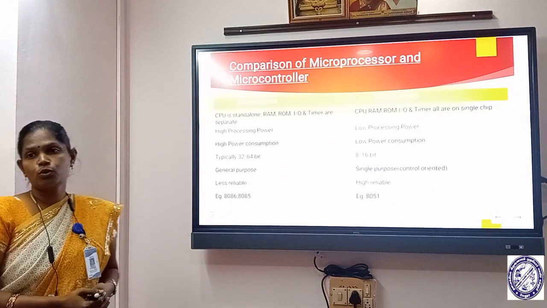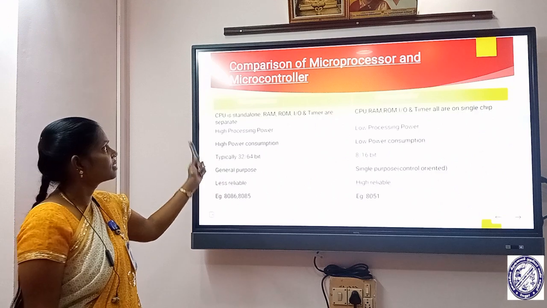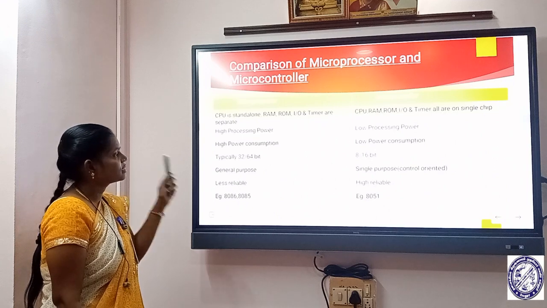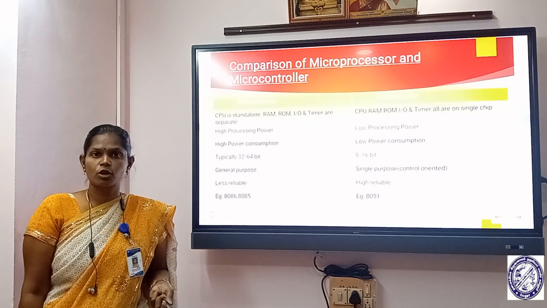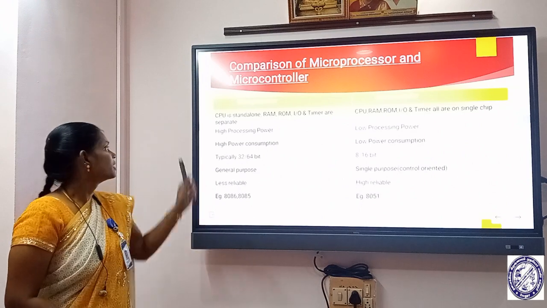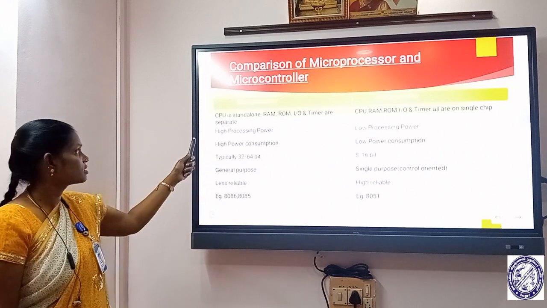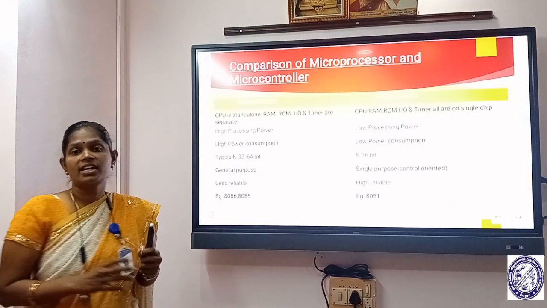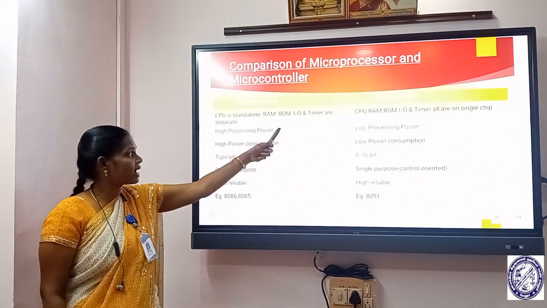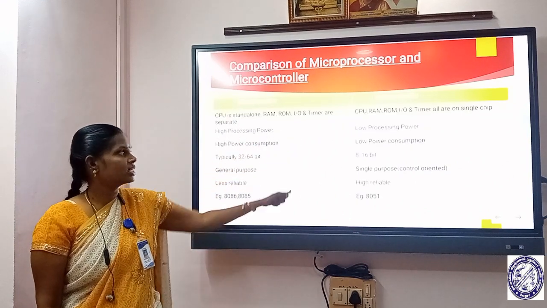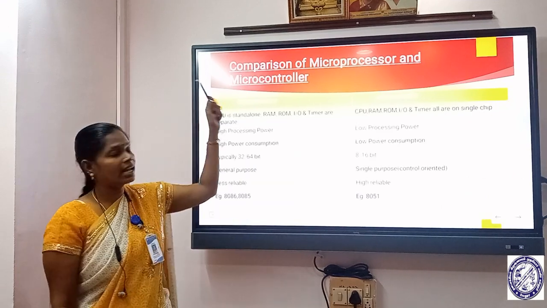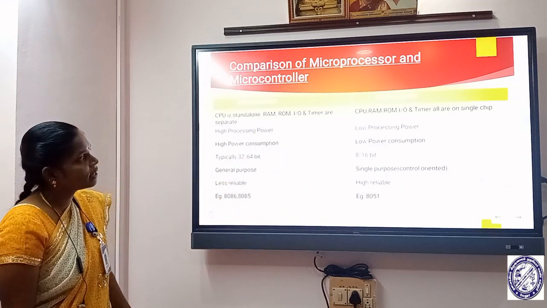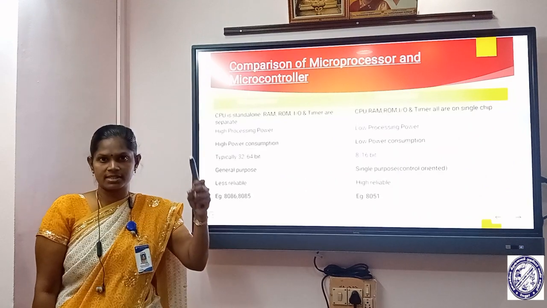Now we are going to compare a microprocessor and a microcontroller. In a microprocessor, the CPU is standalone. In an everyday system like a desktop, we see a separate CPU standing alone. That is a microprocessor. It consists of RAM, ROM, an input-output device and a timer, all separate. If you open the CPU, we can see all these parts separately. But in a microcontroller, all the parts are available too, but the CPU, RAM, ROM, input-output device and timer are all combined and presented in a single chip.